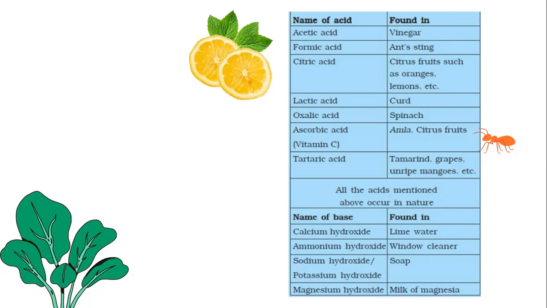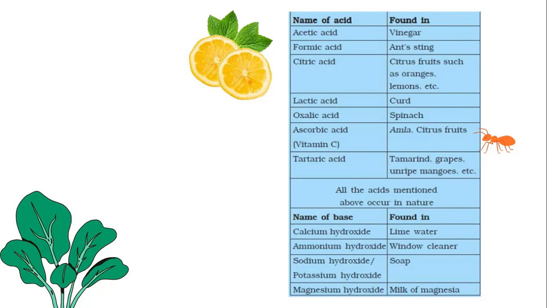Whenever I say soap, you should remember base. Whenever I say citrus or lemon, you should remember acid. You should remember the type of acid it has, because these come in the form of questions. Magnesium hydroxide is the name of the base which is present in milk of magnesia. Now, what is milk of magnesia? Whenever we have acidity, it is a normal phenomenon for a human to have acidity if he or she doesn't eat anything. For curing that acidity, milk of magnesia is used.